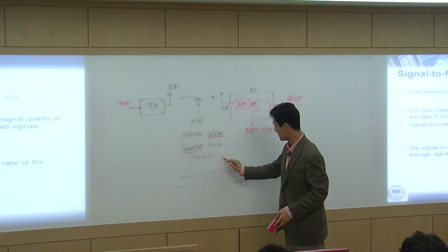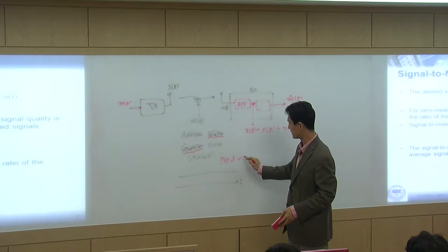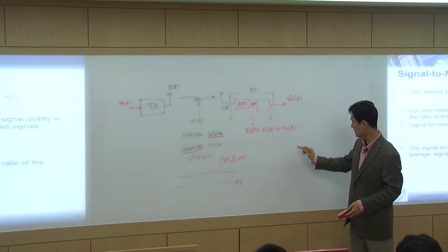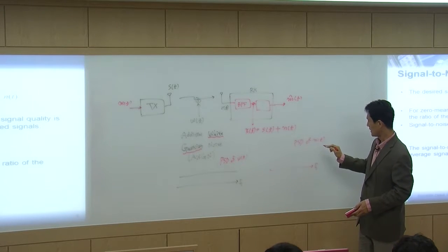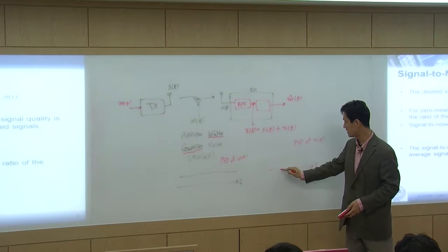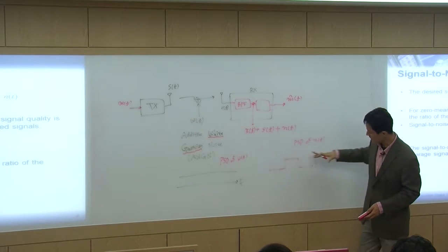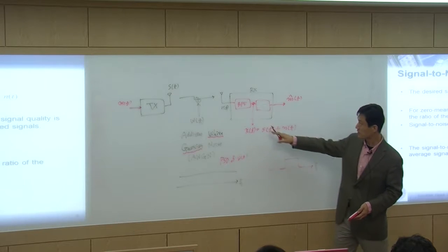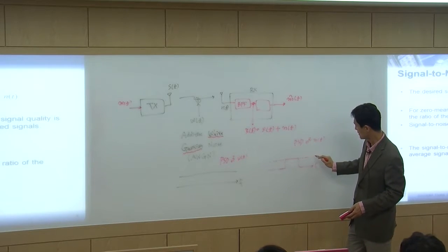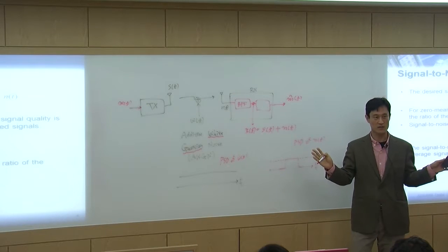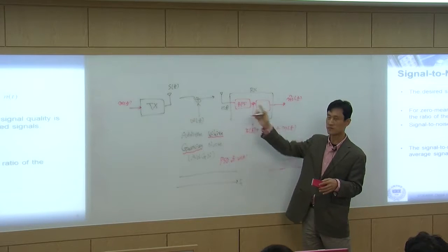This picture is the PSD, power spectral density, of WT. Right here is the power spectral density of NT, and this power spectral density of NT looks like this. It's flat, but because of the band pass filter, these frequencies will be rejected. Why? Because of the band pass filter.